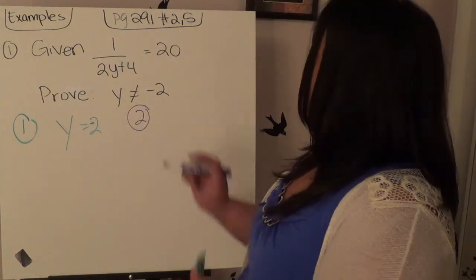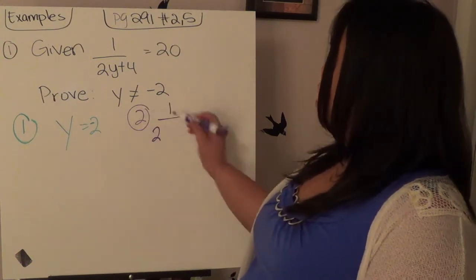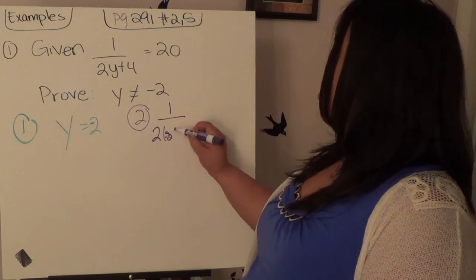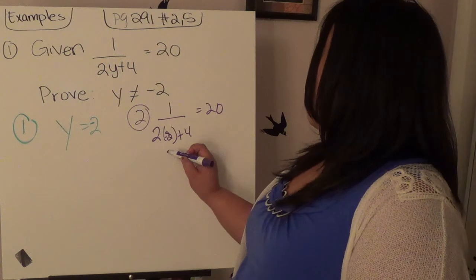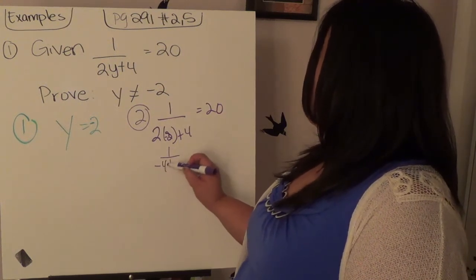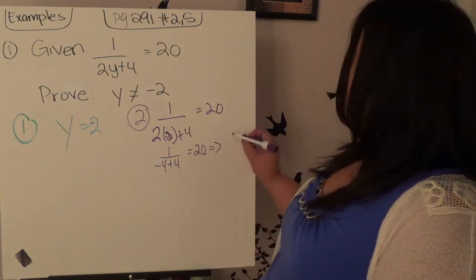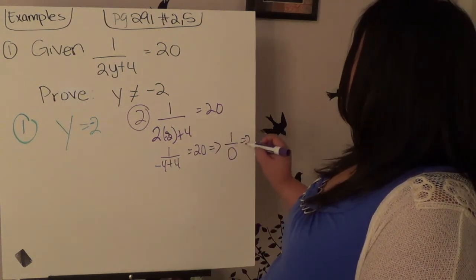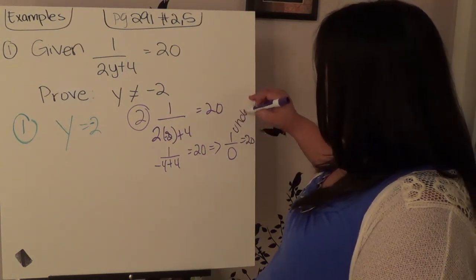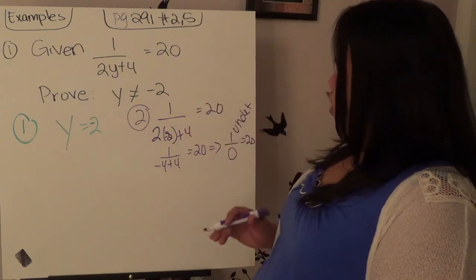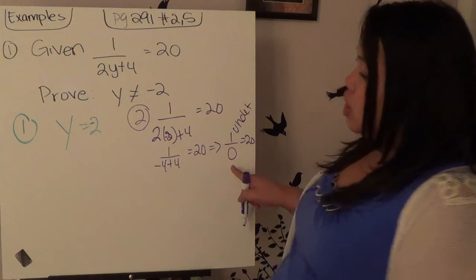Okay? So I'm going to plug it in. 1 over y plus 2, and we're going to put in -2 for y, plus 4 equals 20, right? I have 1 over -2 plus 2 equals 20. And for this one, 1 over 0 equals 20. Because this is 1 over 0, this is then undefined. And this is my work for number 2. It shows me that it cannot equal -2 because it gives me 0.